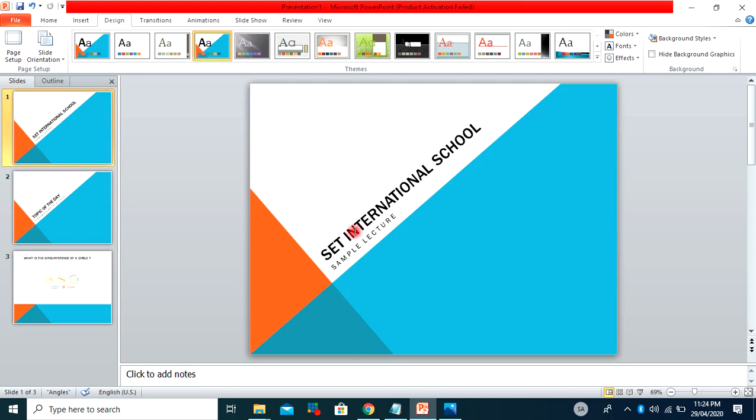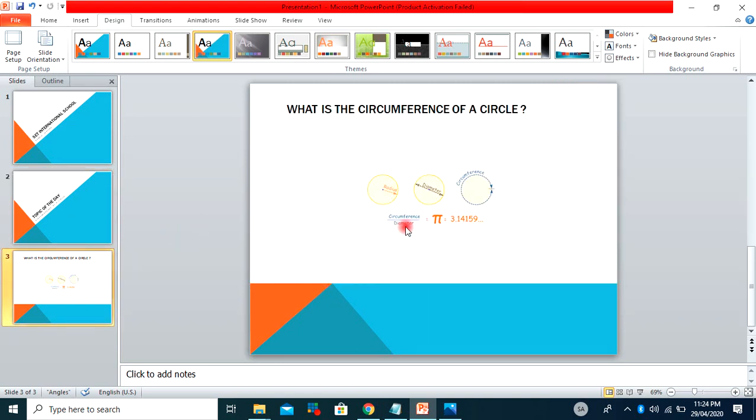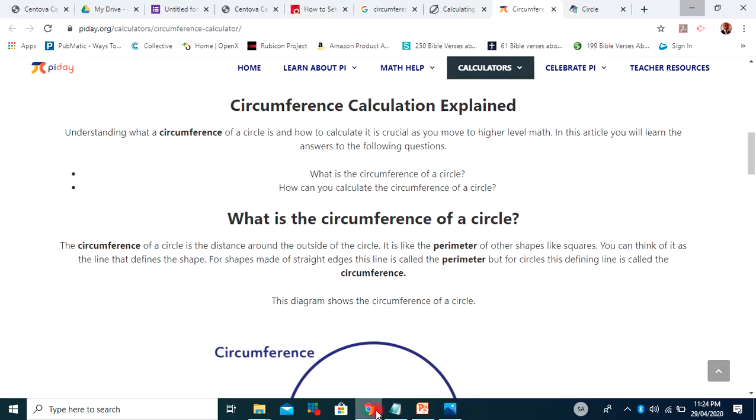Today we are looking at circumference of a circle. What is the circumference of a circle? That's what we are looking at today. You can see the picture below. We have the radius, diameter, and the circumference. We are also furthering the lesson, so let's look at what we have.